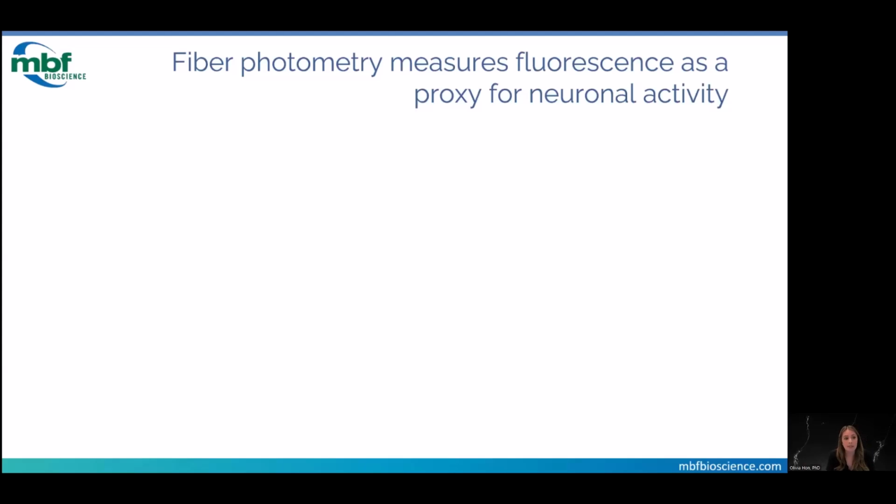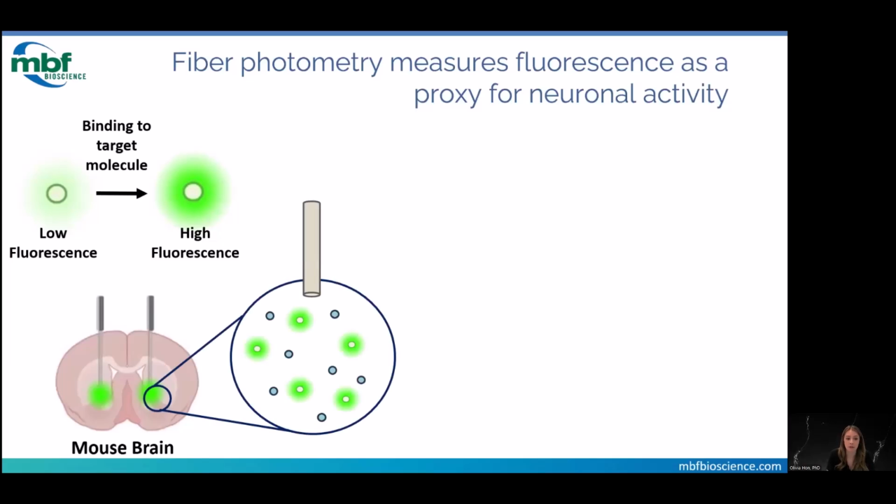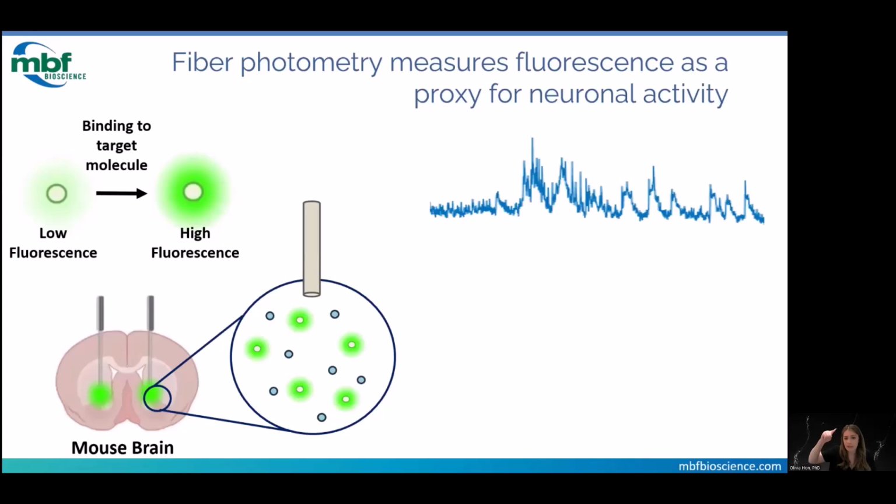There are lots of different variants of sensors, but there's one common theme amongst all the sensors used for photometry: they have some resting basal fluorescence, and then upon binding to their molecule of interest, their capacity to fluoresce increases by orders of magnitude. So what we can do is inject these sensors into the brain, into our region of interest. You can also isolate specific cell types by using transgenic animals. With this approach, we can then measure those changes in fluorescence as a proxy for neuronal activity or neurotransmitter release. What you get is an average of the activity of all of the cells that are underneath your fiber. And it looks something like this, where you have these peaks in your signal that correspond with neural activity.